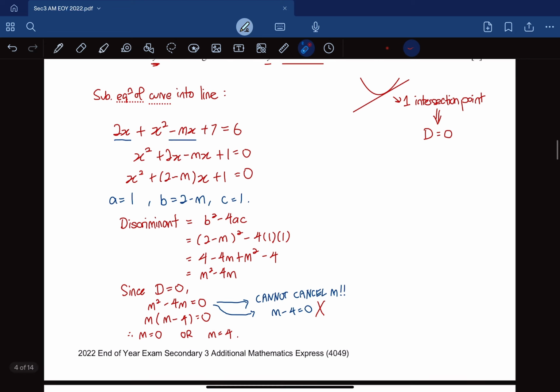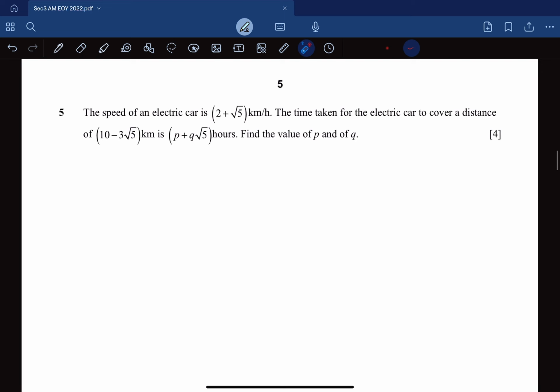Okay, so now let's move on to question 5. Question 5, the speed of an electric car is given by this expression here. Time taken for the electric car to cover a distance of this expression here. Find the value of P and Q.